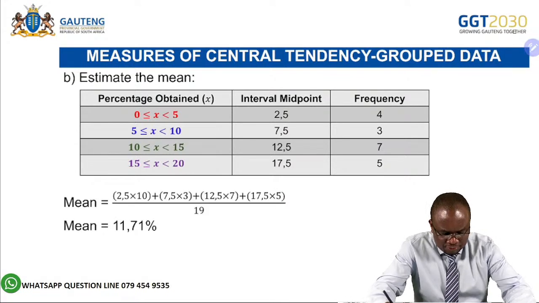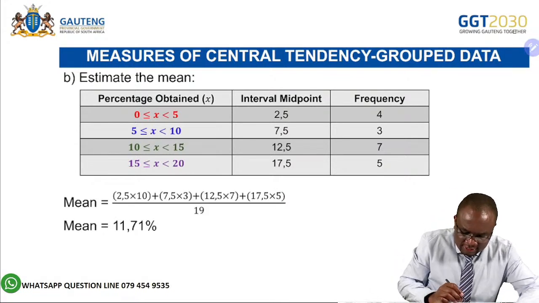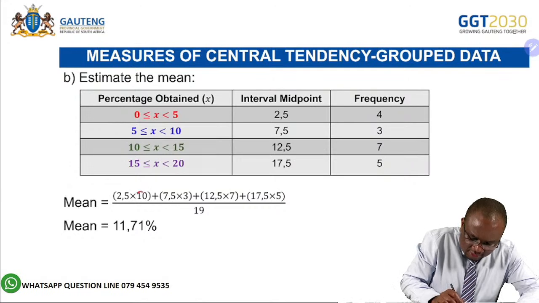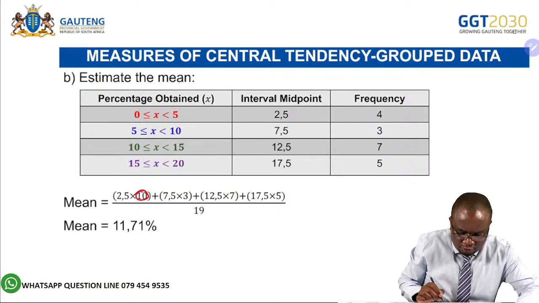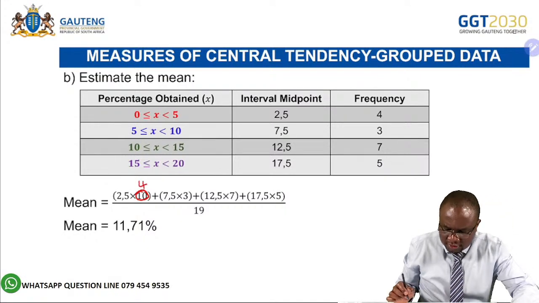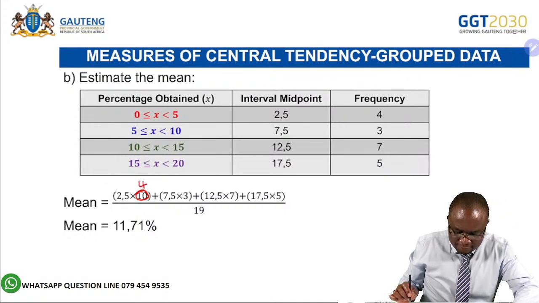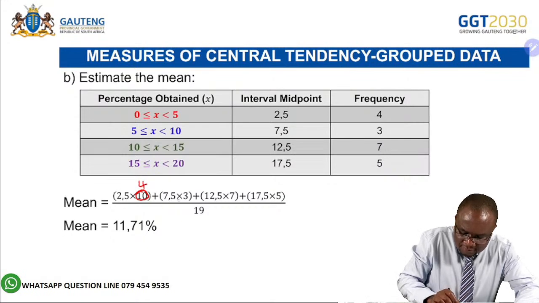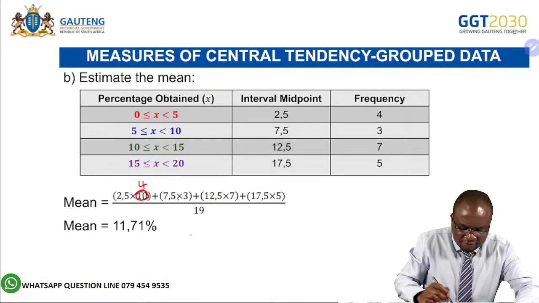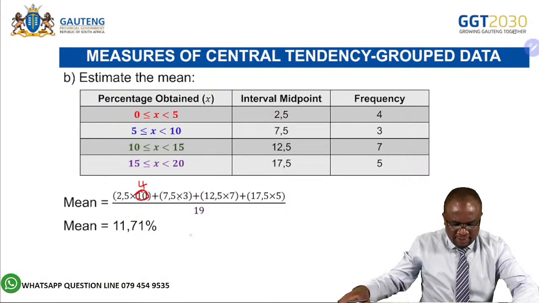Right, okay, so we have multiplied here. No, this is a mistake, you see. Okay, it's 2,5 times 4. I will have to redo this so that I make sure it's correct. 2,5 times 4, 7,5 times 3 is fine. 12,5 times 7 is okay. 17,5 times 5 is okay. And then we have 19 learners. We're dividing by 19 there.